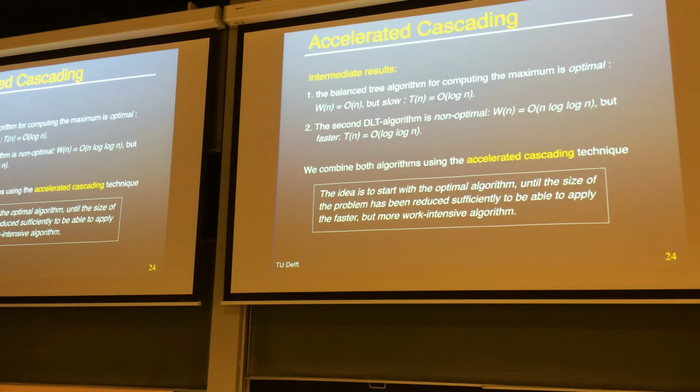So we see that, in obtaining your maximum, you can't apply this DLT algorithm from the start. This DLT algorithm will cost you n log n amount of work. So what's the solution? Try to reduce the information that you need to process until the amount of information you have to process is small enough to afford this amount of work without violating the bounds.